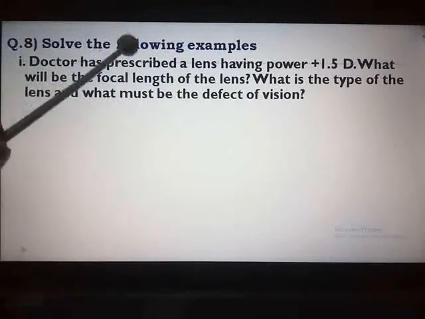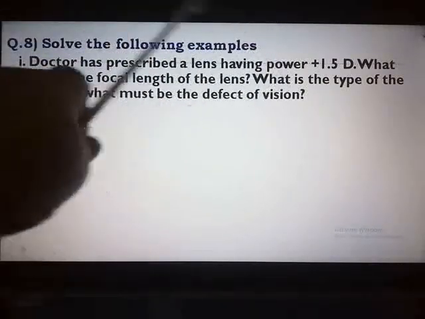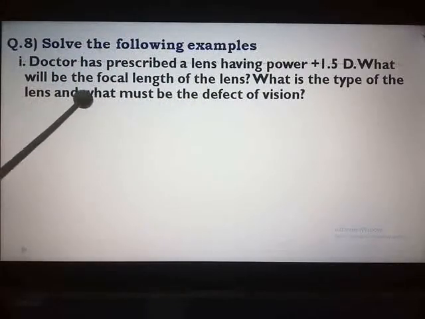So you have to find focal length, power is given. What is the type of lens and what must be the defect of vision? HOTS question, higher order thinking. So what focal length you get as the answer, whether that focal length is positive or negative, then only you can detect the defect and which type of lens it is.